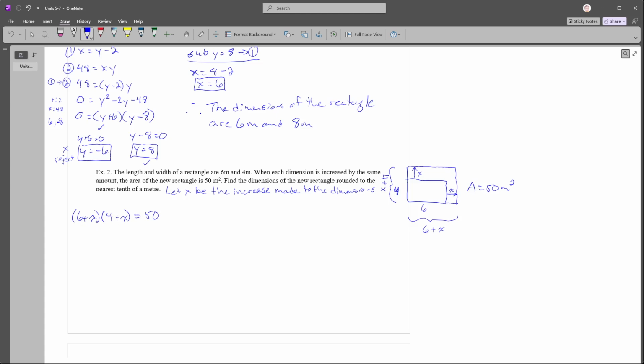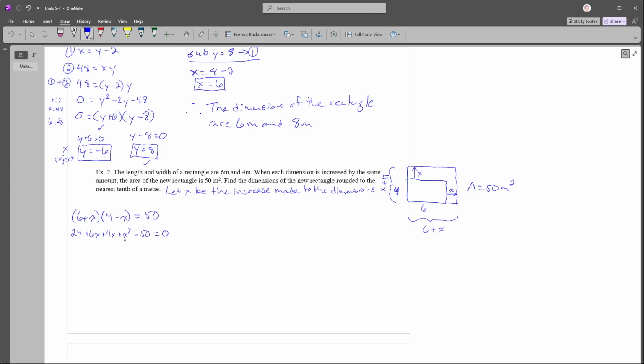So we're going to start by foiling and expanding our two brackets. So 6 times 4, that's 24. 6 times x, that's 6x. And then x times 4 is 4x. And then x times x is x squared. Now we need to bring this 50 over to the other side so we can have 0 on the right. So we're going to say subtract 50 equals 0.